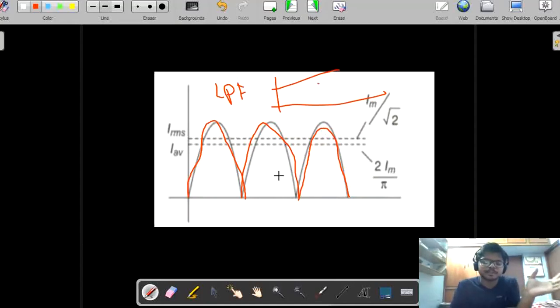First, when AC is passed through a rectifier, what will we get? We will get pulsating DC. When this pulsating DC is passed through a low pass filter, we will get the constant DC.